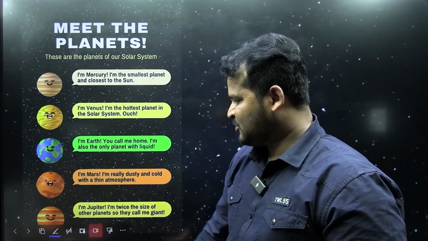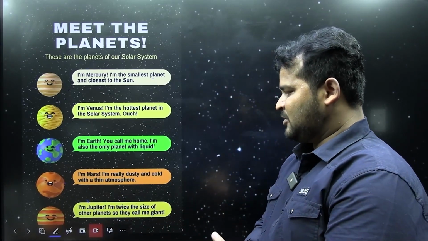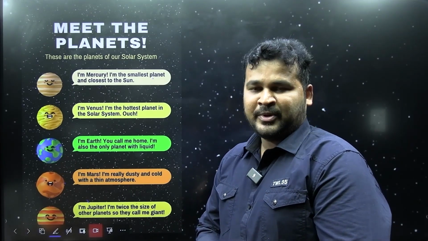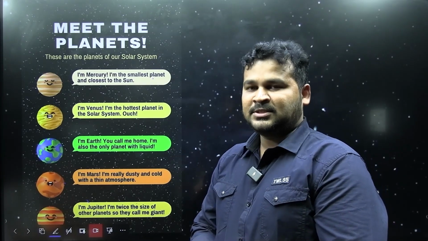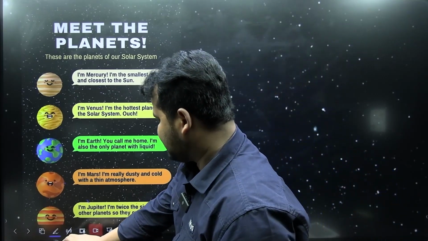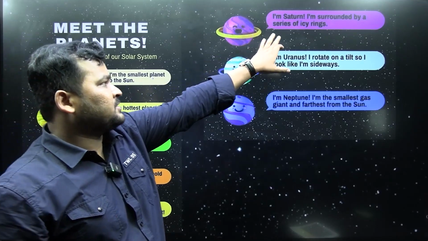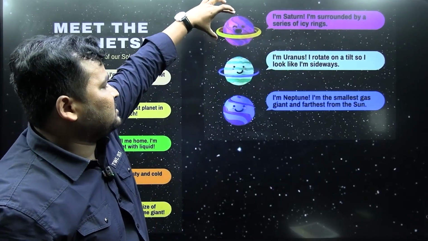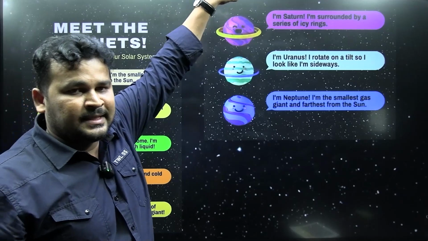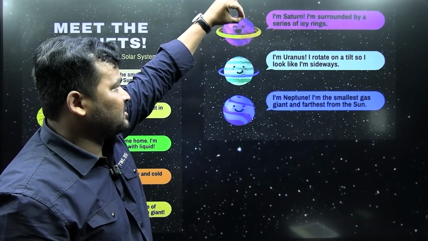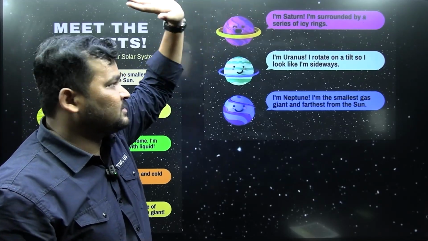And after that, I am Jupiter. I am twice the size of other planets, so they call me the giant planet. As I said in the previous slides, Jupiter is the biggest, largest planet in the solar system. And after that, Saturn. I am surrounded by a series of icy rings. As I said, Saturn has rings. In those rings, dust particles were there, and also satellites are there around Saturn.